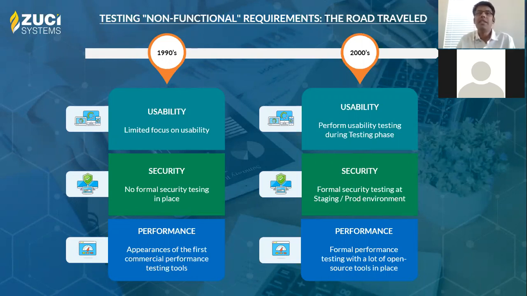How come 100 users suddenly came in? I didn't expect this, because no one would have thought that the website was even prepared to handle 100 users at that point of time and things like that. So appearances of the first commercial performance testing tools started only after production defects started coming in.